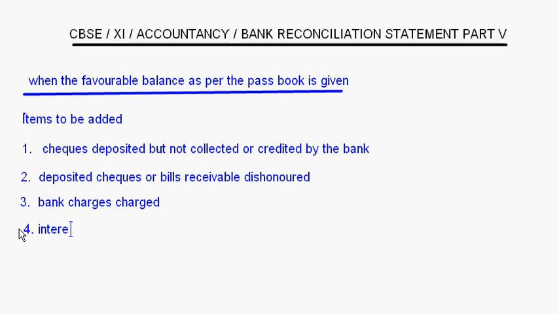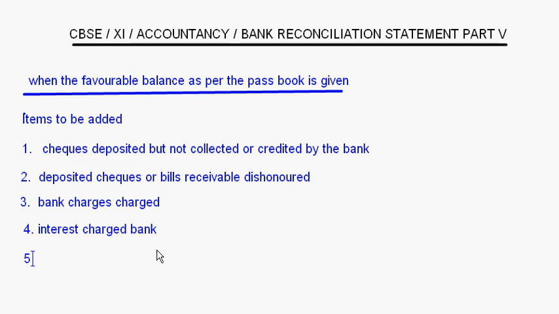Now the next one, any interest charged by the bank. Interest charged by the bank, again the bank deducts the amount from its balance, right? So bank balance becomes less, whereas the cash book balance will be more. So this should also be added, right?